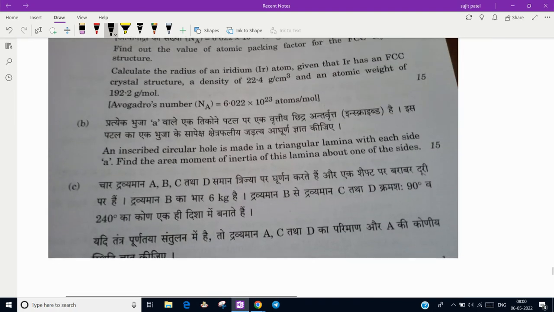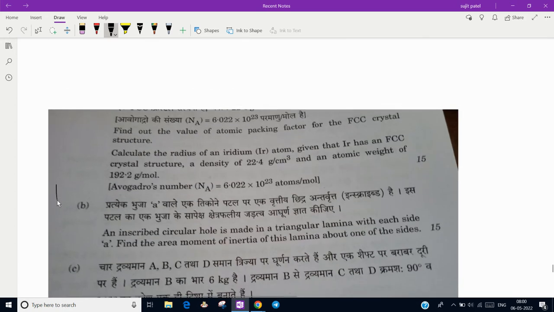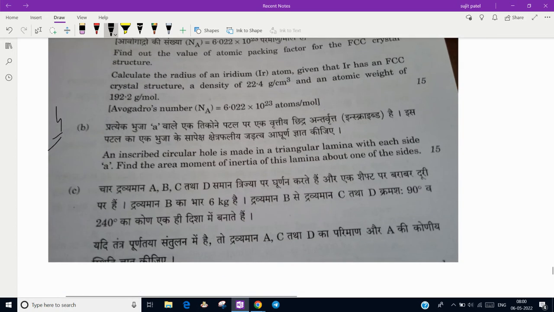Next, we are going to solve question number 4B of paper number 1. This is very interesting. Yes, it's easy, but there are quite small calculations; if you make a mistake, then your answer will be wrong. So question number 4B from paper number 1: an inscribed circular hole is made in a triangular lamina with each side of A. Find the area moment of inertia of this lamina about one of the sides.